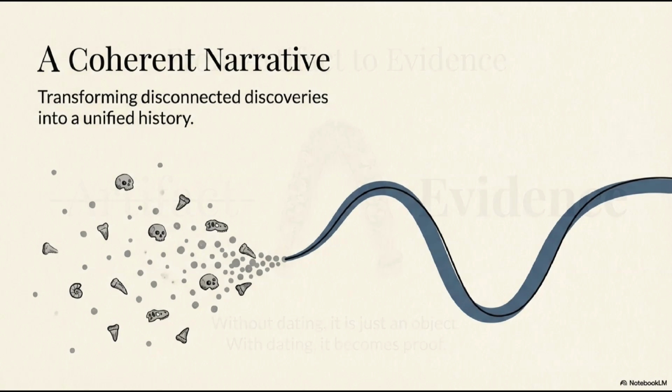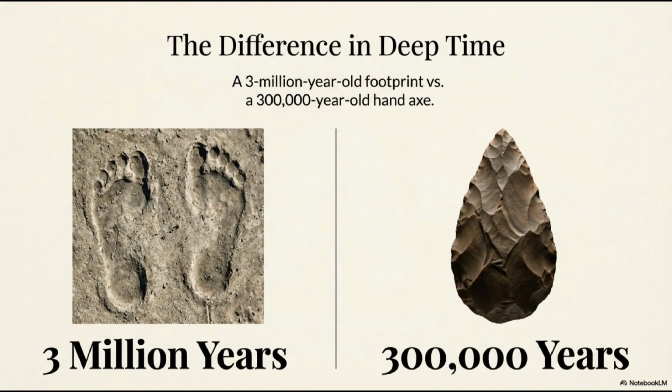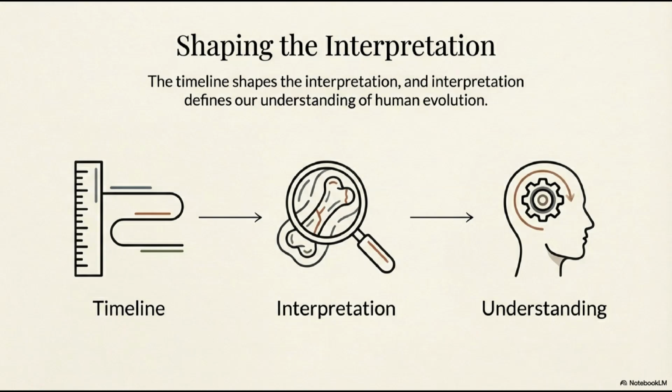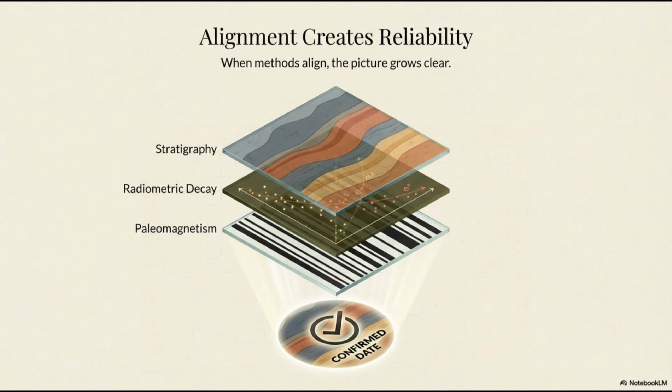Let's look at why this matters. Without dating, a fossil is just an interesting artifact. With dating, it becomes evidence. A 3-million-year-old footprint tells us something very different from a 300,000-year-old hand axe. The timeline shapes the interpretation, and the interpretation shapes our understanding of human evolution. You might wonder whether these techniques ever conflict or produce uncertainty. They sometimes do, and that's part of the scientific process. But when different methods align, stratigraphy, radiometric decay, paleomagnetism, the picture grows clearer and more reliable.